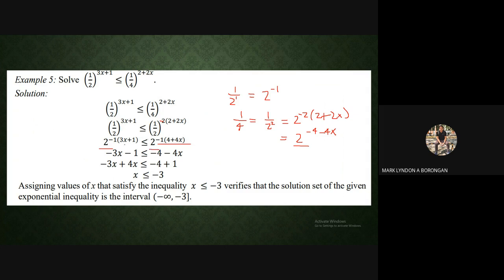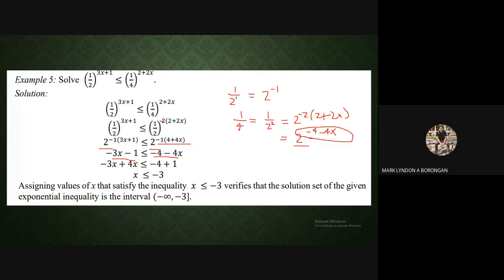So after disregarding them, we are left with the exponents, which is negative 3x minus 1 is less than or equal to negative 4x minus 4. And then solving for x, we need to combine like terms. So to combine like terms, we will transpose the negative 4x to one side and the 1 to the other side.